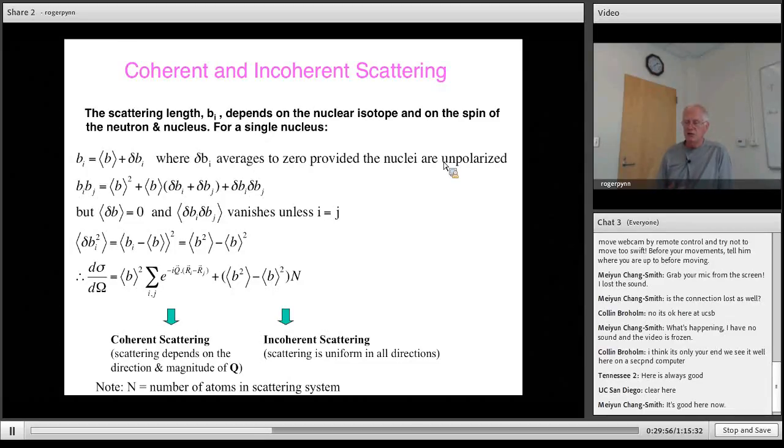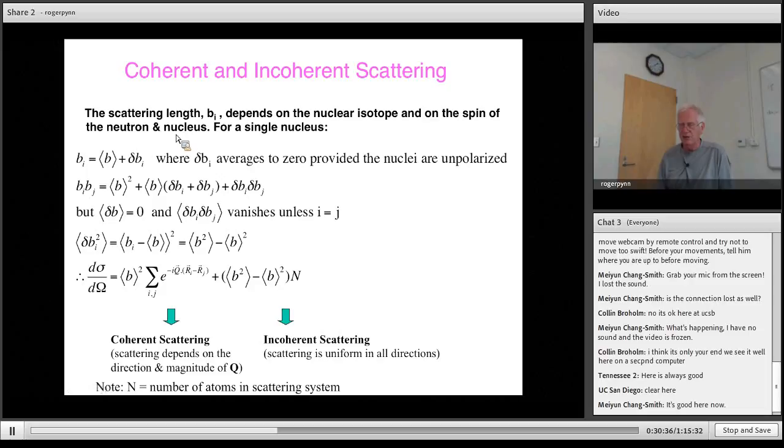And you've been through this before, and what you found is that you can define something which is a scattering length, which is the scattering length for the ith atom in a sample. This scattering length here depends both on what isotope of the nucleus you have. So it's different, for example, for deuterium and hydrogen. And it also depends upon the relative spins of the neutron and the nucleus.